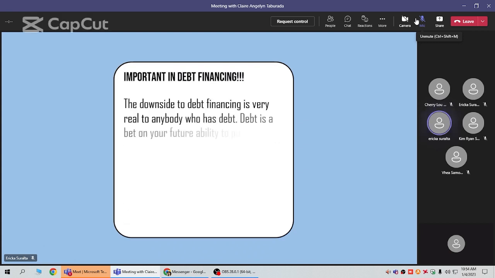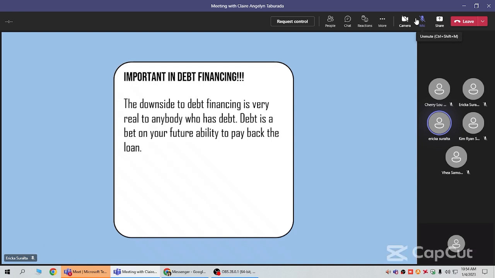And important in debt financing, the downside of this debt financing is very real to anybody who has debt. Debt is a bet on your future ability to pay back the loan. So of course, utang. Kung mangutang kita, dapat hunahunaon jud nato if maka-payback ba ta in the future. Makita ba nato nga in terms of business, ma-imagine ba nato nga ang atong business mo-grow ba jud, naa na jud tay ability nga mo payback in the future, kay of course sa loan dako jud kaayo ang interest.